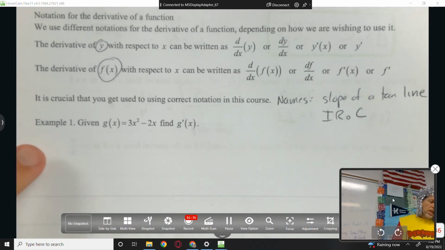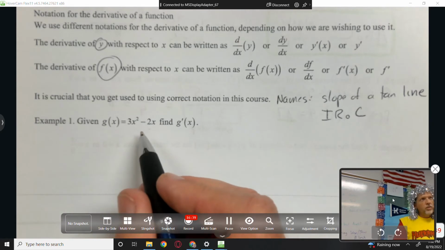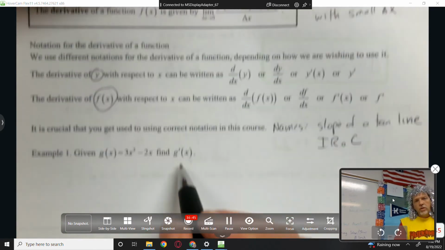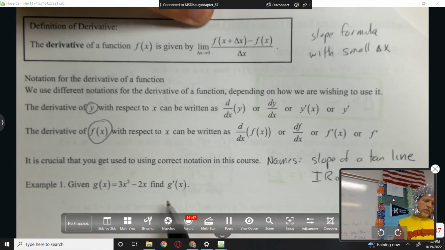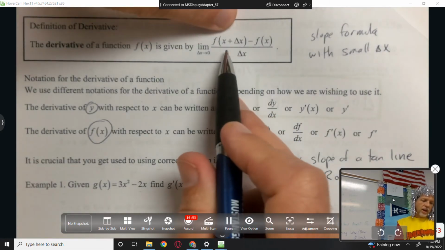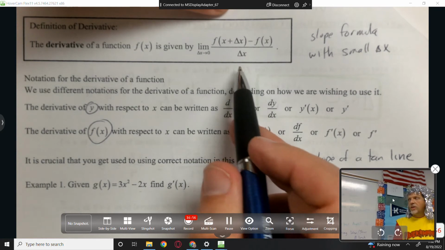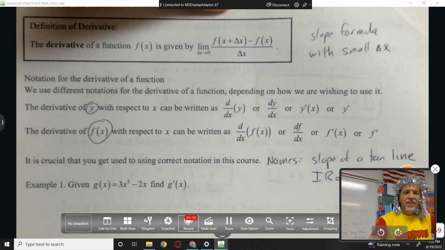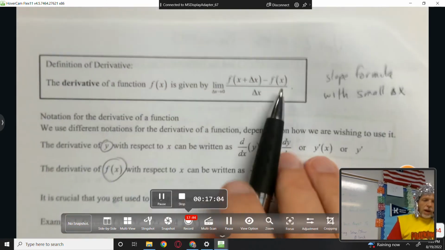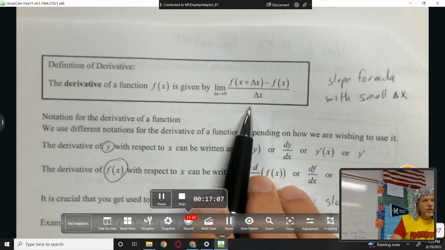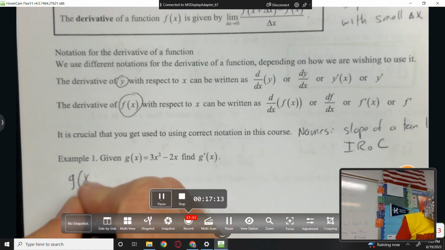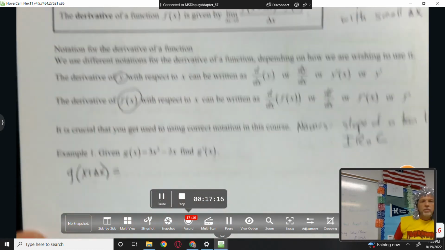All right, given g of x equals 3x squared minus 2x, find g prime of x. So for g prime of x, we're going to use this definition up here. If I want to use that definition, I need g of x, I need g of x plus delta x, and delta x is just a variable. I'm aiming for this equation, so I need all the pieces that go in this equation. Again, g of x we know. We don't know g of x plus delta x, so we're going to have to take the time to find that.